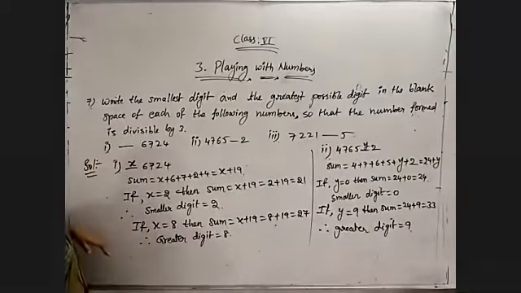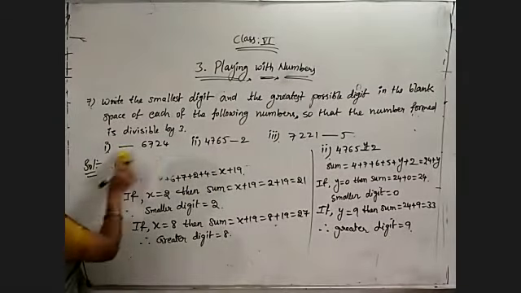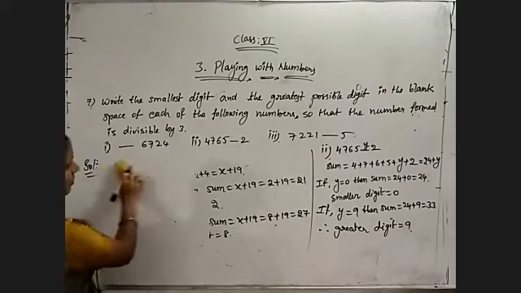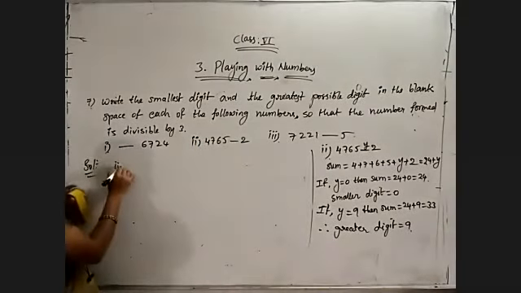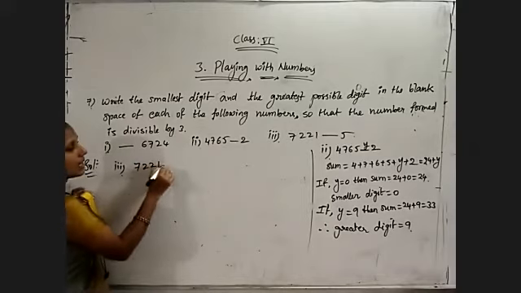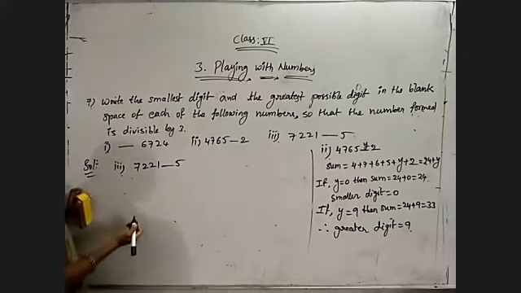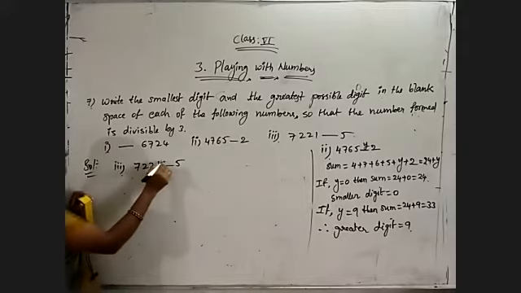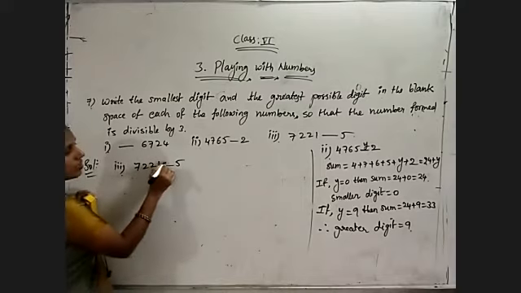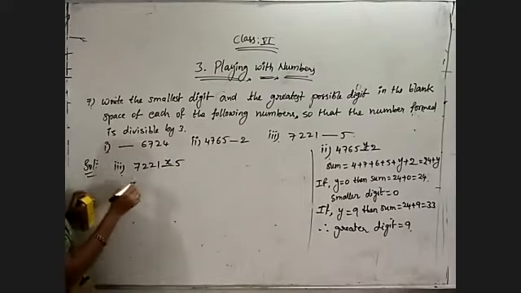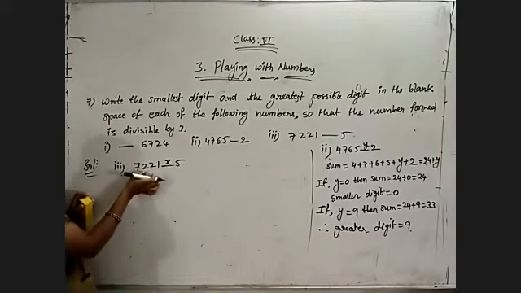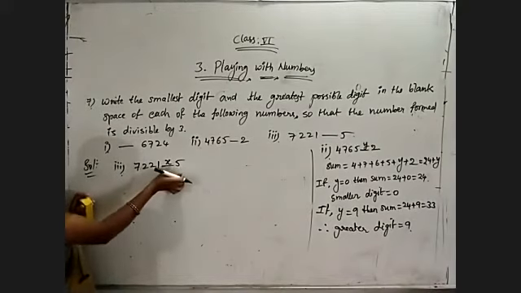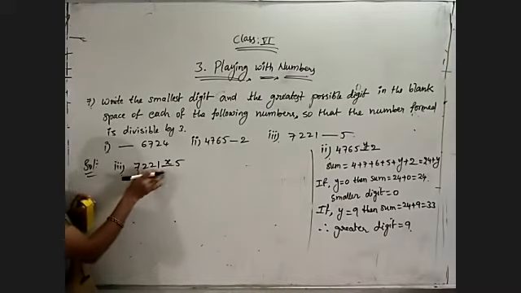Now coming to the third example. Observe it. 7221 dash 5. So for this I am using another variable. Okay, take x only. Any variable we can use, no problem. But for my convenience, if I write z, it will look like 2, and s will look like 5. That's why I am using x only.